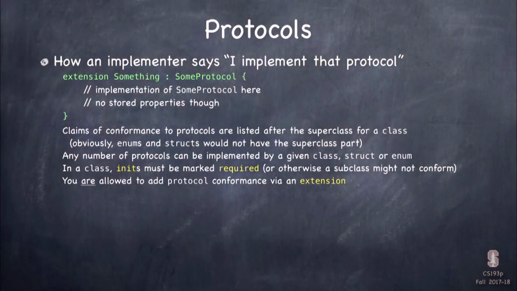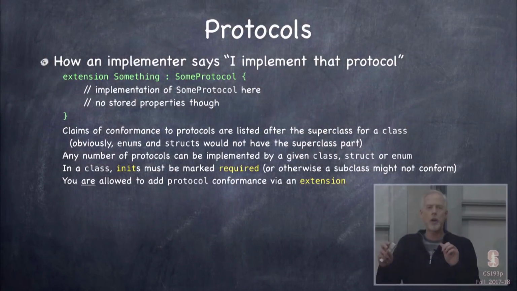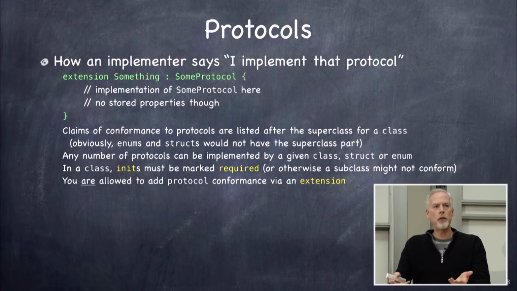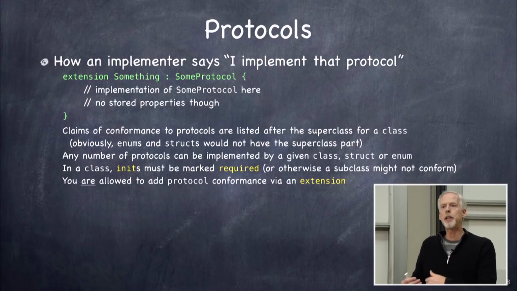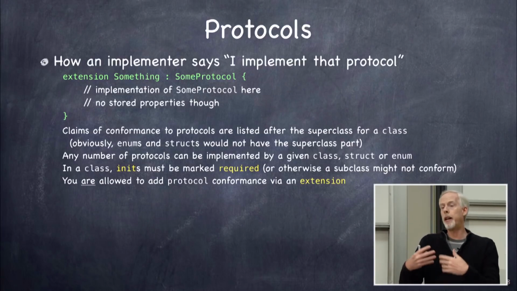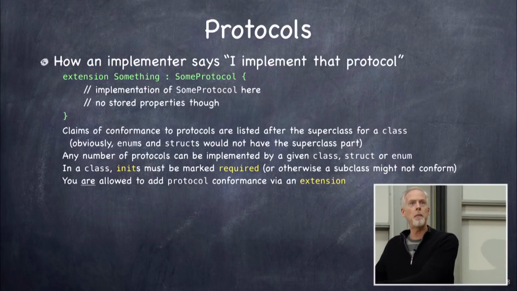One thing too is you don't have to add your conformance to a protocol, and all the methods and vars in that protocol, in your actual class declaration or your struct declaration. You can add it with an extension. You know how we can extend Int to add arc4random? Well, we could extend Int to conform to some protocol. Okay? That would be perfectly fine.